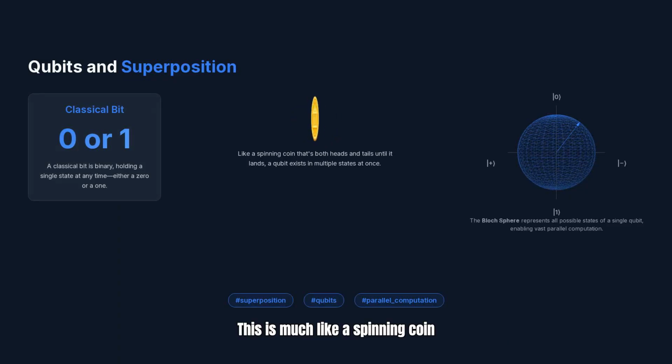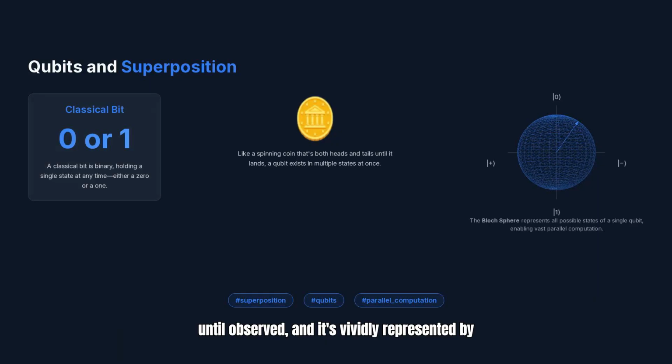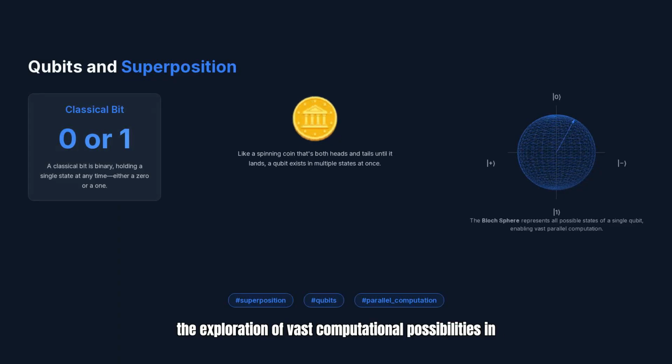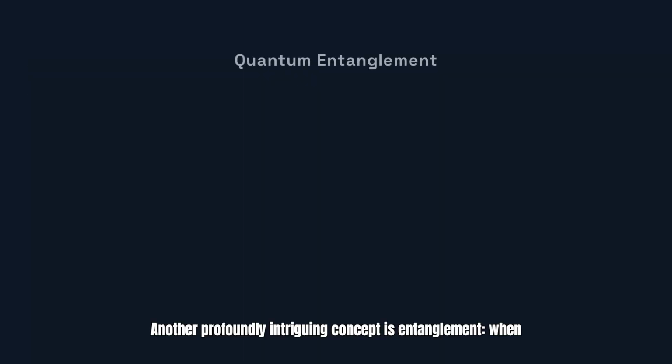This is much like a spinning coin that blurs into both heads and tails until observed, and it's vividly represented by the Bloch sphere, where a qubit state vector traces probabilities across its surface, enabling the exploration of vast computational possibilities in parallel. Another profoundly intriguing concept is entanglement.